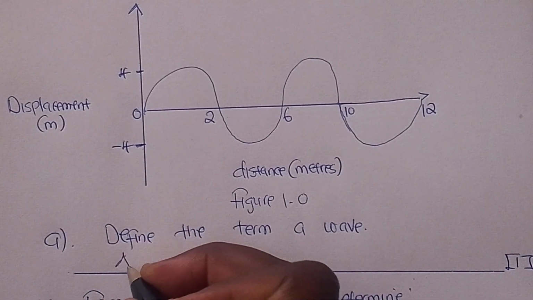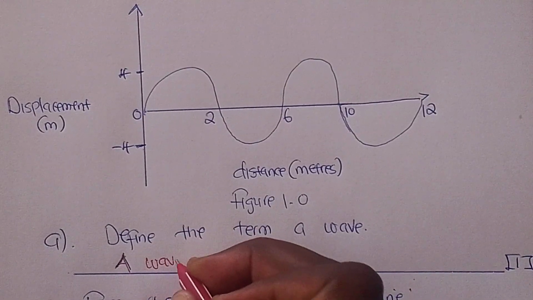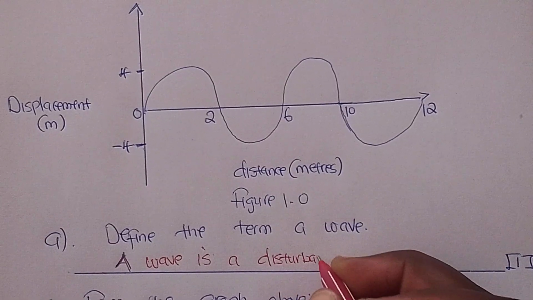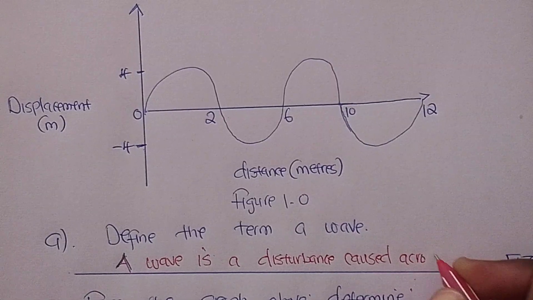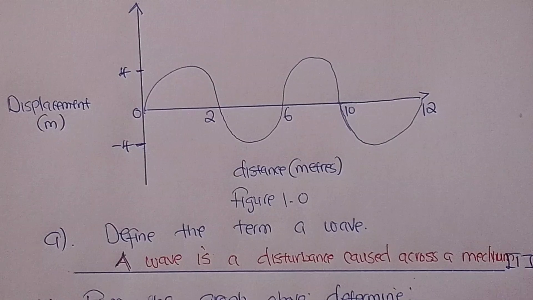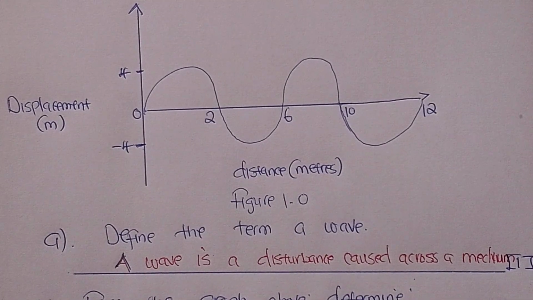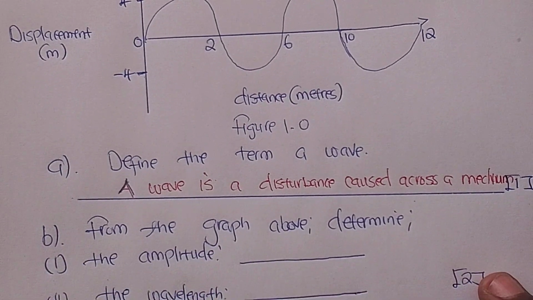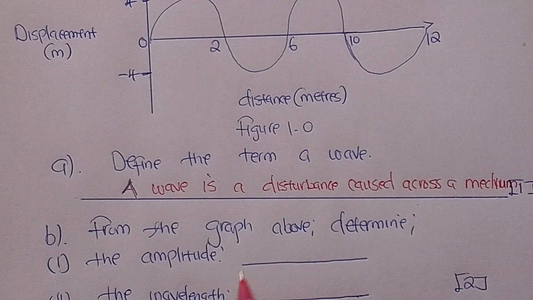So we're going to say a wave is a disturbance caused across a medium. So a wave is a disturbance caused across a medium. Then moving on, we have the question that says, from the graph above, determine, then one, the amplitude.